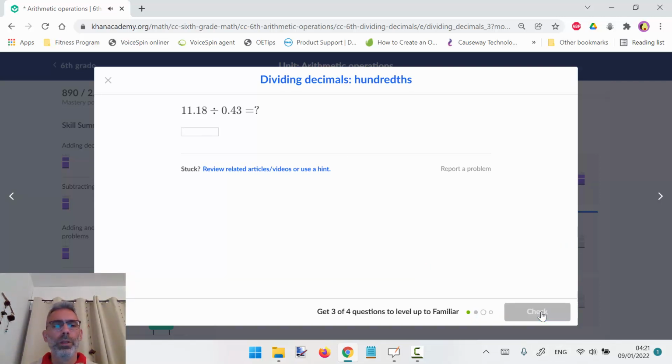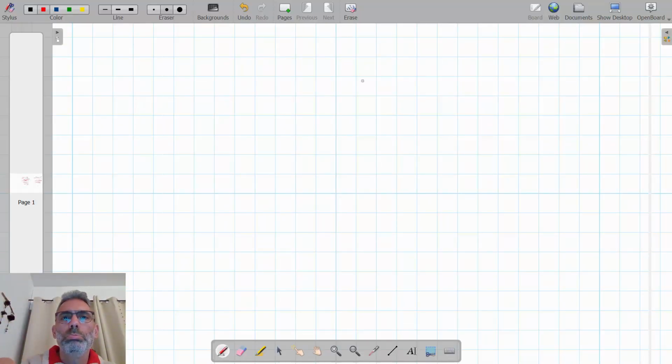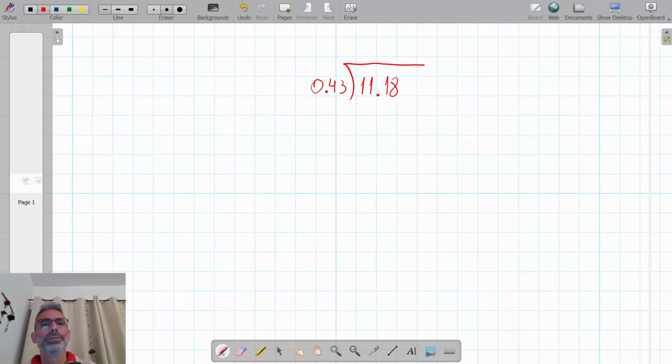Okay, 11.18 divided by 0.43. See, I left some space above the number. Okay, so to translate this to a whole number, I need to shift the decimal point in the divisor. I shift it 2 times to the right, so it becomes 43.